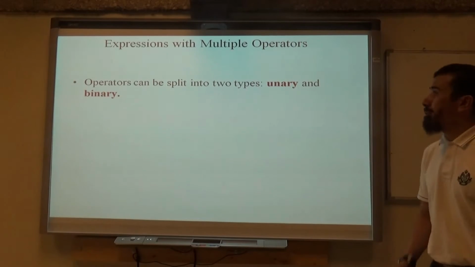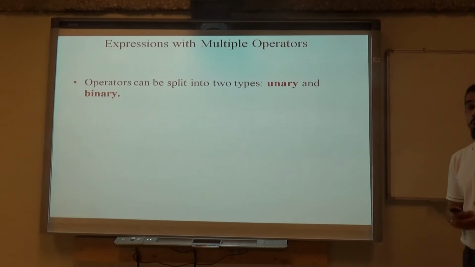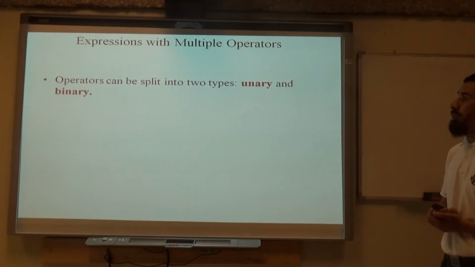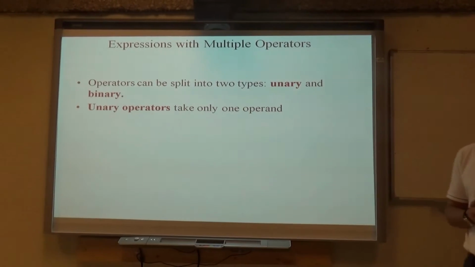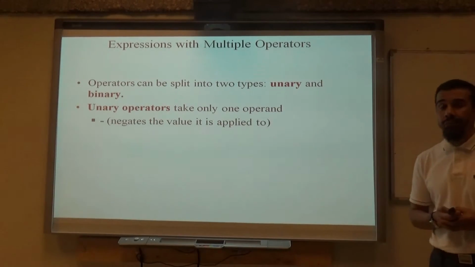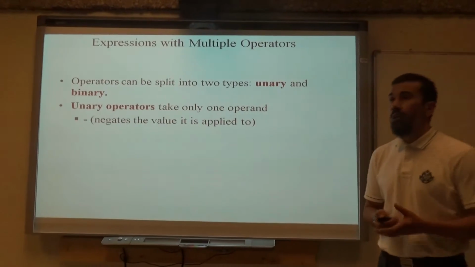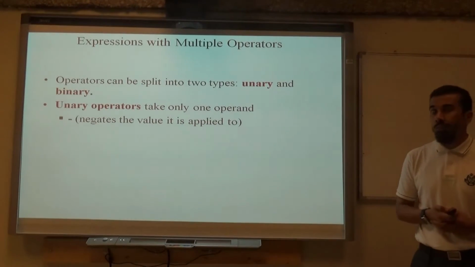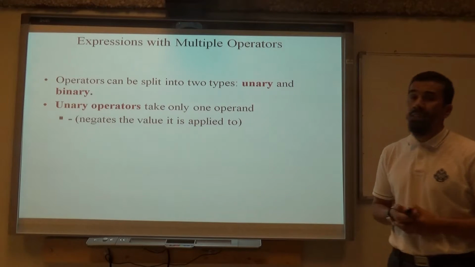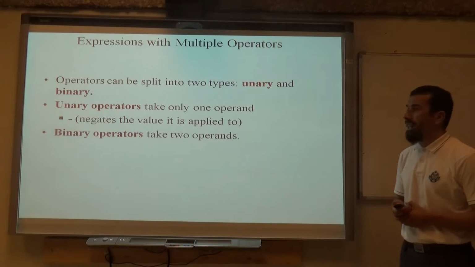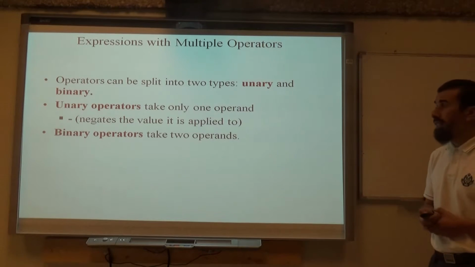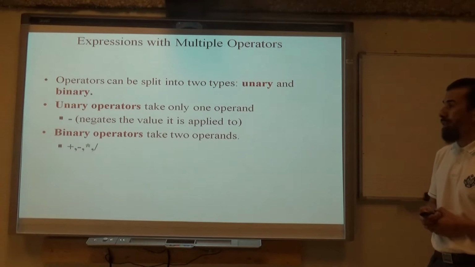So, expressions with multiple operators. Of course, all operators are either unary or binary. A unary operator is an operator that takes only one operand. For example, a negative. When you have a number and you want to take the negative of that number, you use a minus operator. In this case, it's not a subtraction operation, but you are talking about negation of the number. Binary operators take two operands. For example, the plus, the subtraction operator, not the negation, and the multiplication and the divide.